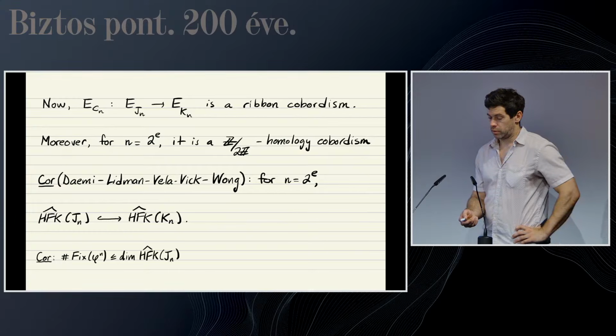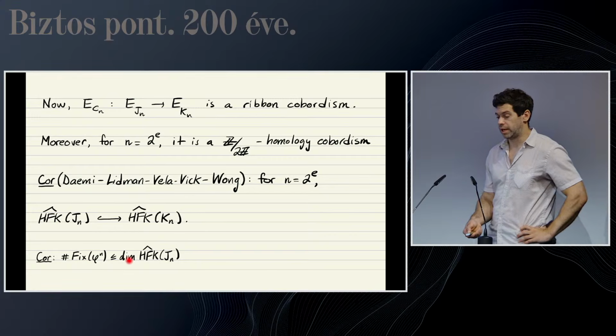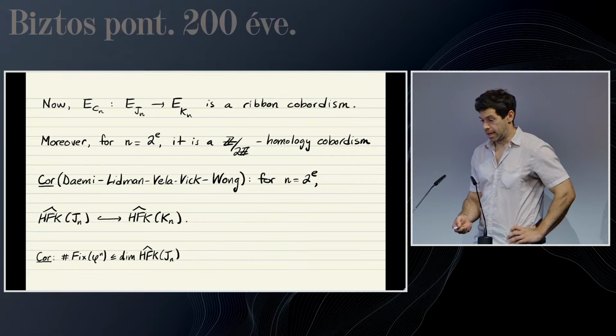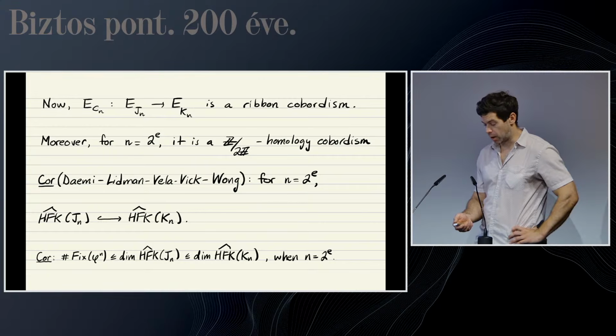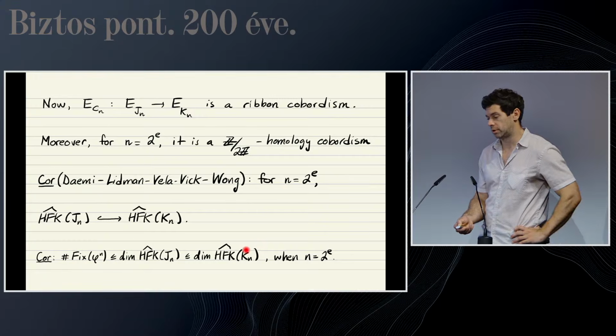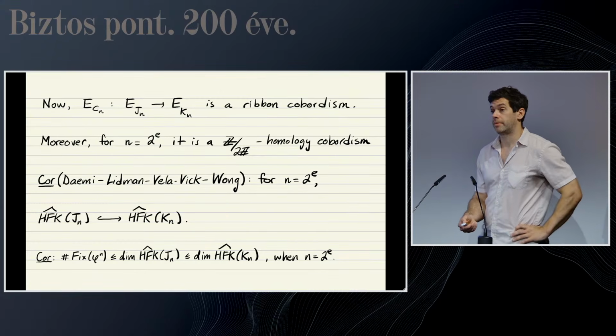So we've already said by Gigini, Spano, and Yi that the number of fixed points of phi to the n is bounded by the knot Floer homology of Jn. And when n is a power of 2, this corollary above tells us that that's bounded by the dimension of the knot Floer homology of Kn, right? And so we've bounded the number of fixed points of phi to the n in terms of the dimension of the knot Floer homology of the lifts of K.